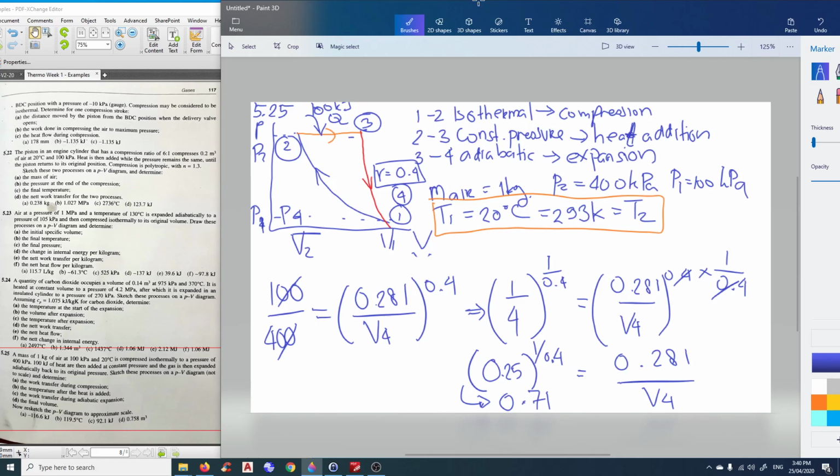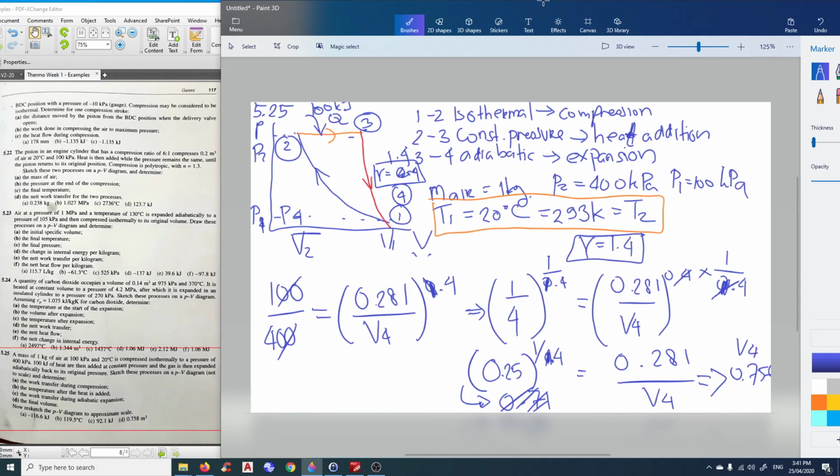Sorry, I think I made a mistake. The adiabatic index, not 0.4, is 1.4. So apologies for that. Please change that on your previous calculation. So again, I repeat, the adiabatic index is 1.4. That's why I got a weird number there. So 1 divided by 1.4, 0.25 to the power of that. Yeah. So you got 0.756. So V4.